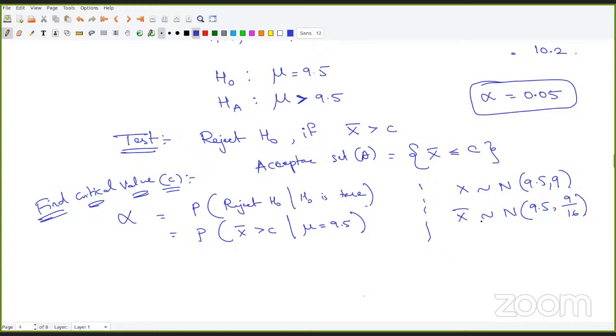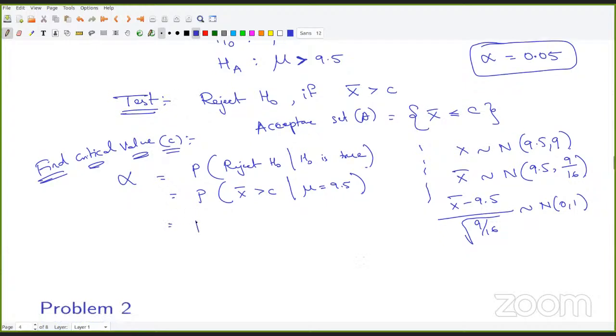So if this is so, how can I convert this X bar to standard normal? If X bar is normal 9.5 comma 9 by 16, then X bar minus 9.5 divided by the square root of 9 by 16. This is the variance, so you have to divide by the standard deviation. So this will follow normal 0, 1.